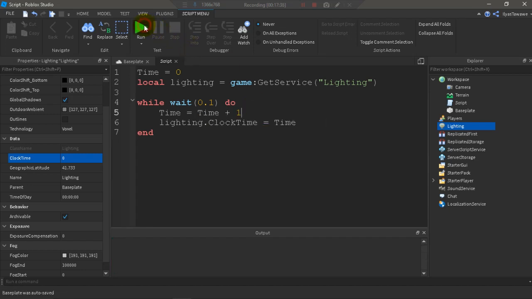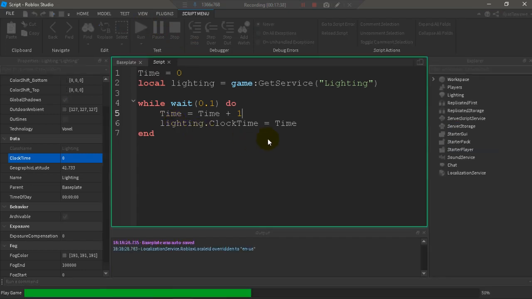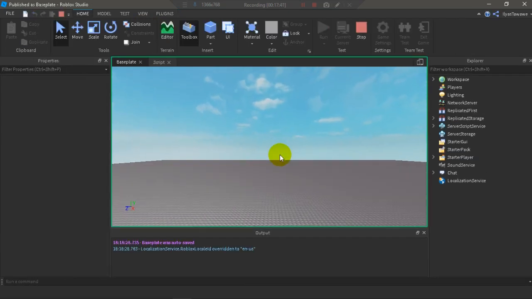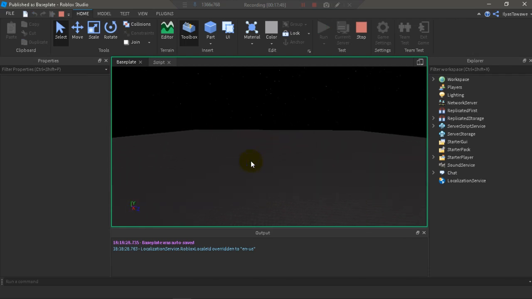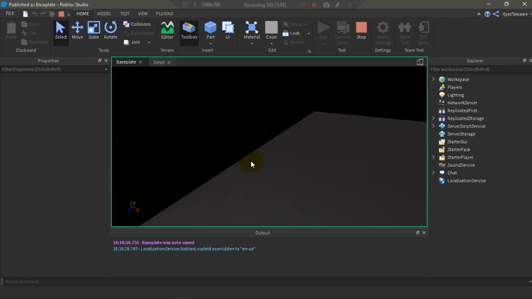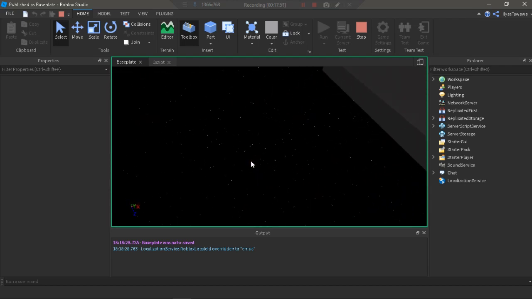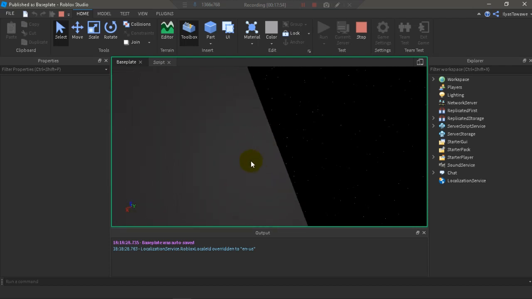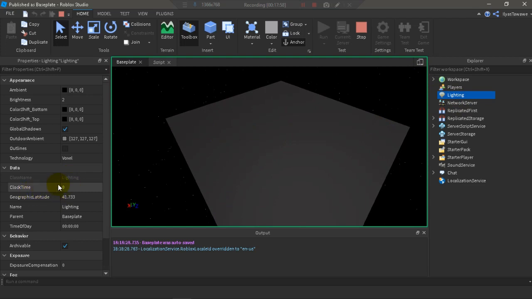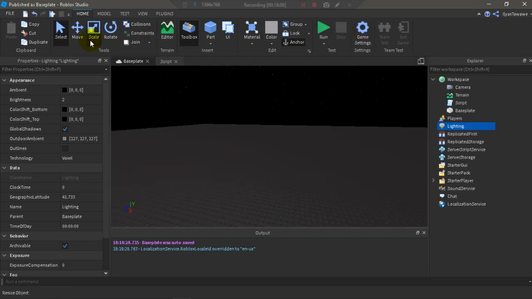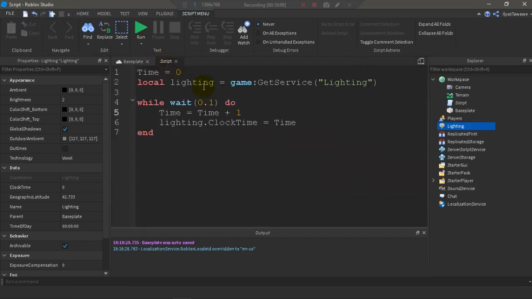And now if we did that, as you see, it did a full day-night cycle, but when it finished the first day, it just stopped working. It's not even looping around again. So let's see what happened right there. We have clock time, it's 0. Well, because our time variable is now greater than 24, and 24 is the maximum. So that's why that happened.